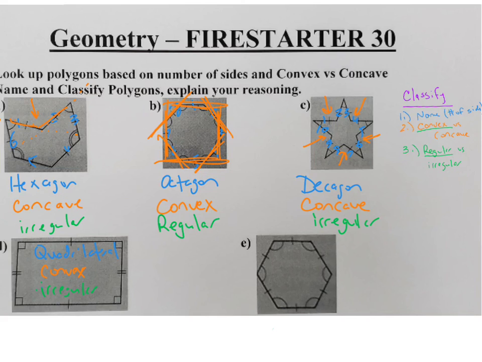Last one, E, we have a hexagon. It's got 6 sides. It is convex, because there are no dented sides, and all the angles and sides are congruent, so it is a regular hexagon. And that's it for the Firestarters.